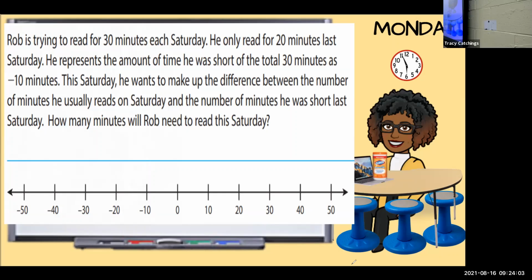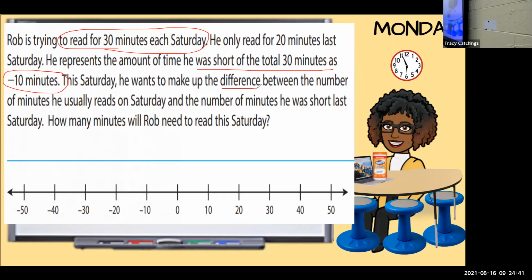It was quite a bit of text, so we may want to reread. After you reread it, somebody tell us some keywords and information. A total of 30 minutes. 30 minutes each Saturday. He read 20 minutes last Saturday, and they denoted that as negative 10, because he was short those 30 minutes.